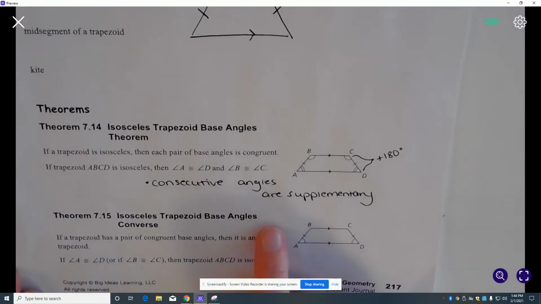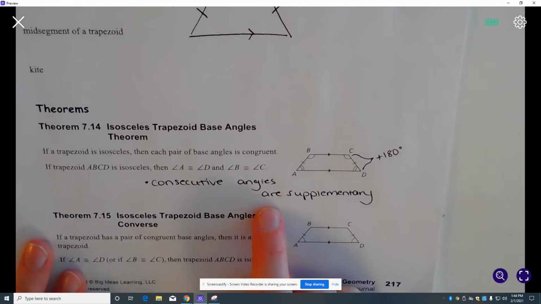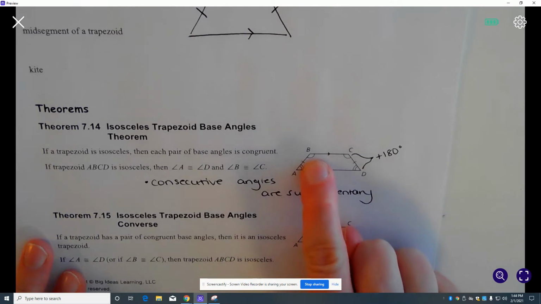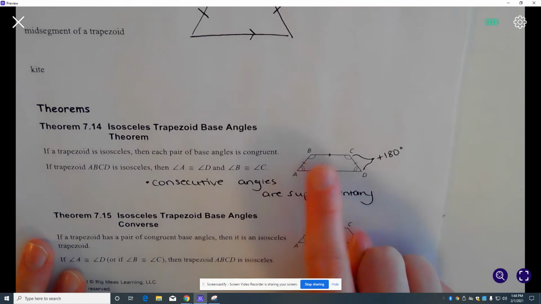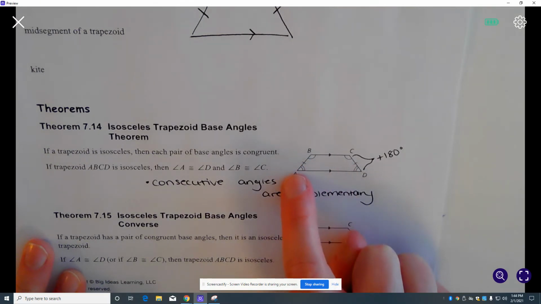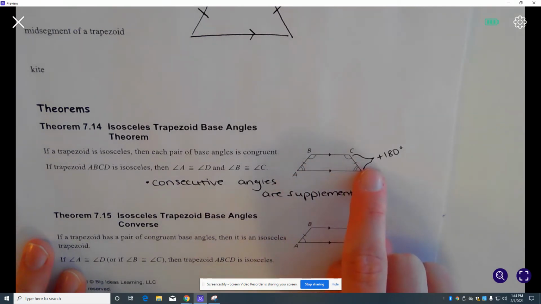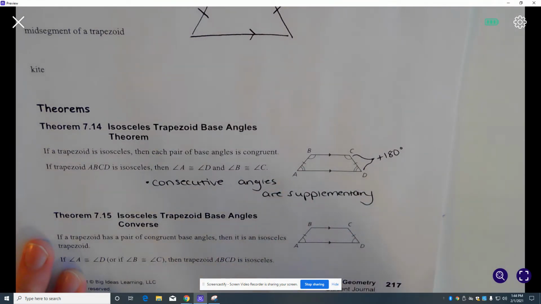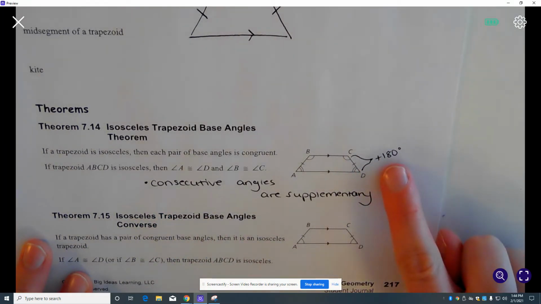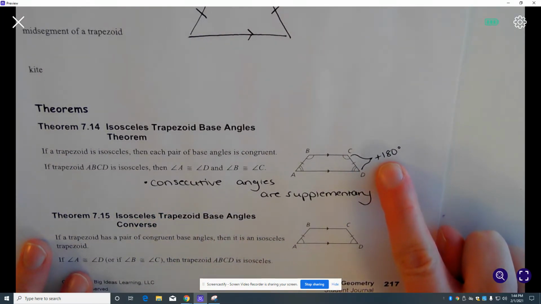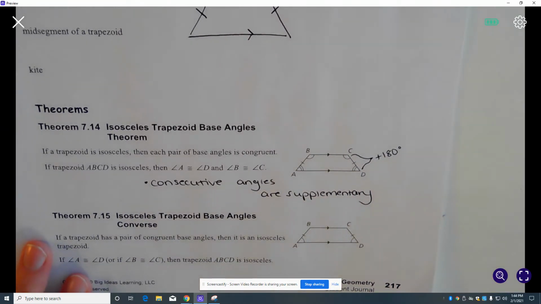One thing we know about isosceles trapezoids with their angles is that each pair of base angles is congruent. So this pair of base angles would be congruent to each other, and these base angles would be congruent to each other. You also know that consecutive angles, so for example angle C and D, are supplementary. They add up to 180 degrees. This is going to help us find some angles in number 2.